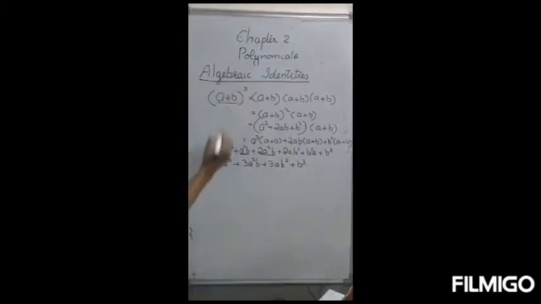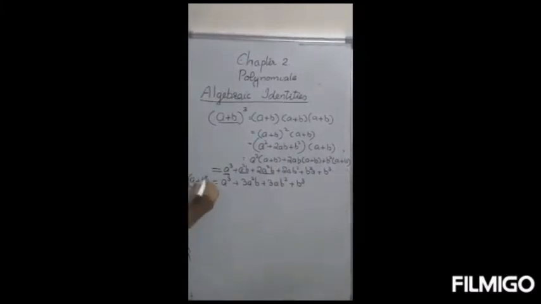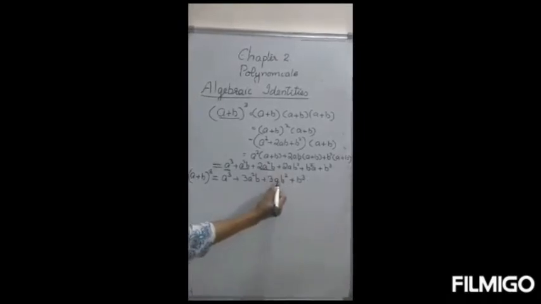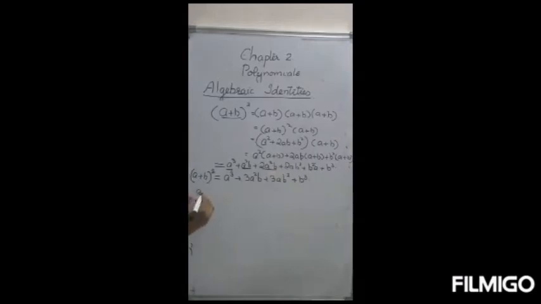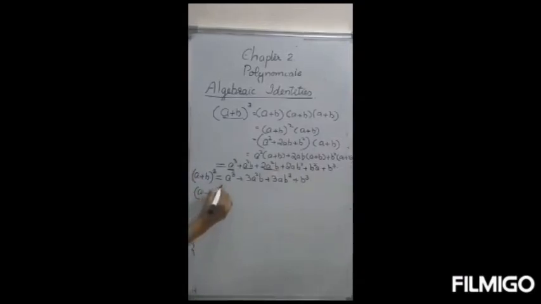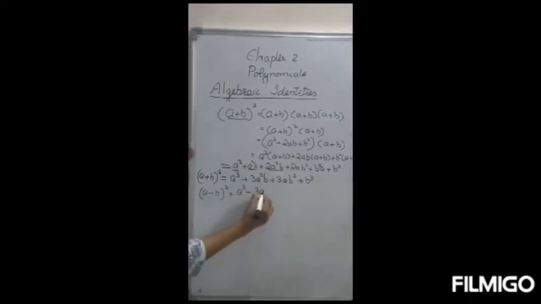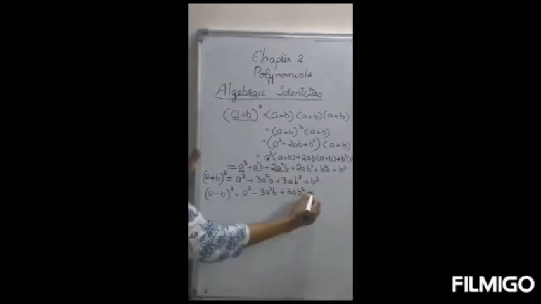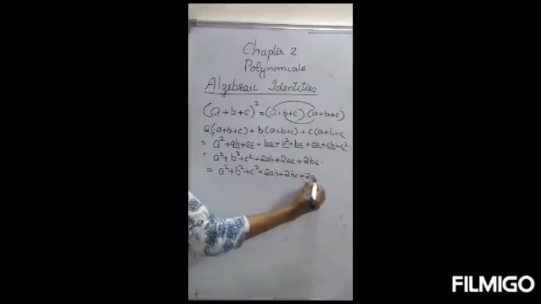That is, (a plus b) whole cube equals a cube plus 3a square b plus 3ab square plus b cube. Same way, we can also find (a minus b) whole cube, that is equal to a cube minus 3a square b plus 3ab square minus b cube. Plus 2bc plus 2ac.